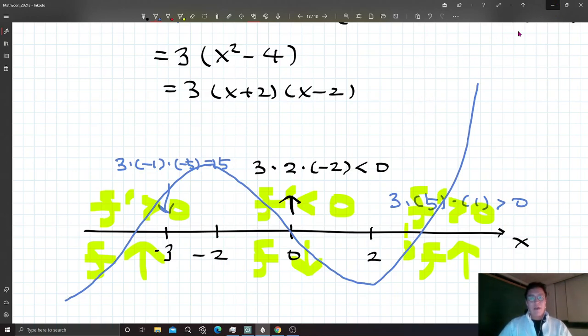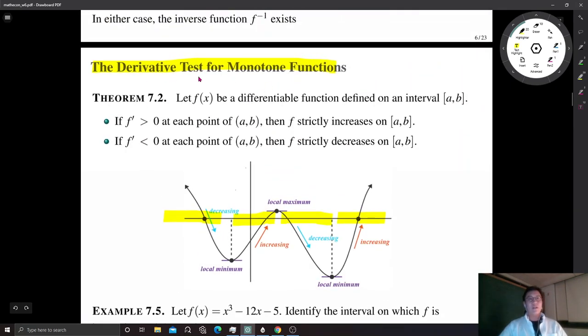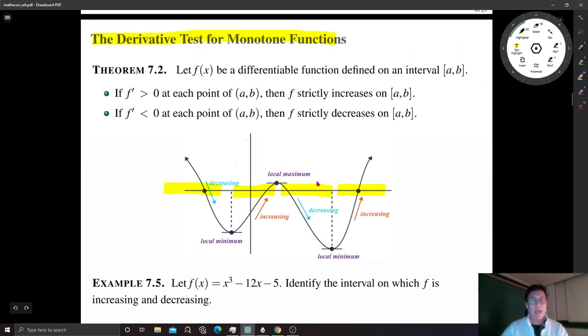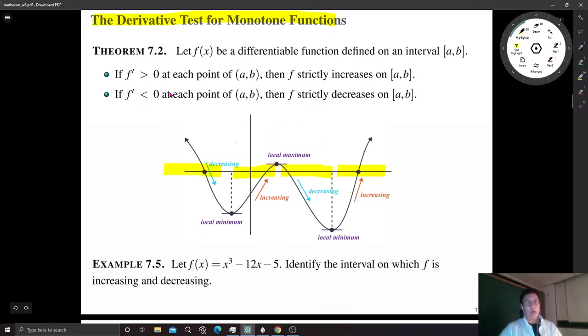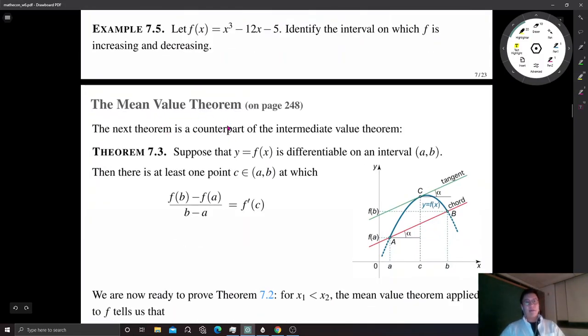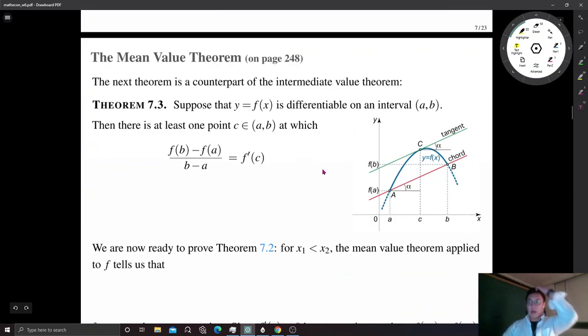All right, so that is the derivative test for monotone functions. And the way to prove this is from the mean value theorem. The mean value theorem is the counterpart of the intermediate value theorem we studied in the previous week. The intermediate value theorem is an immediate consequence of continuous functions, whereas the mean value theorem is an immediate consequence of differentiable functions.